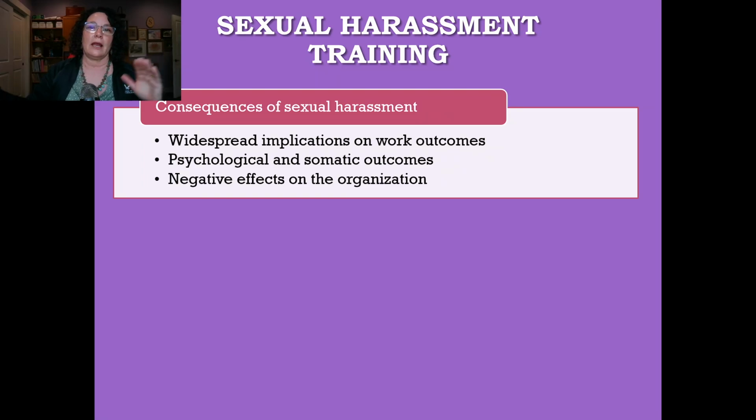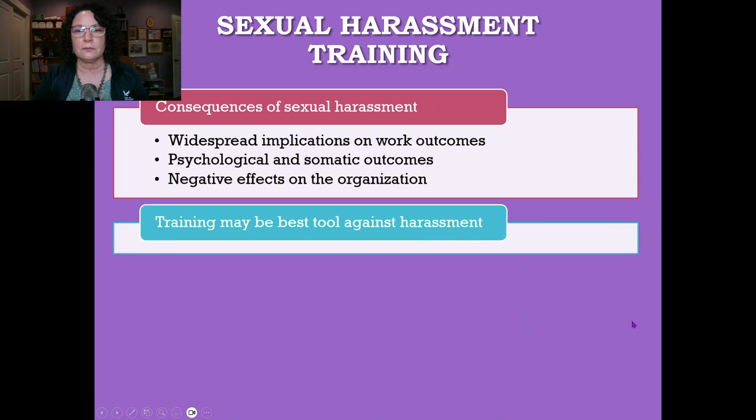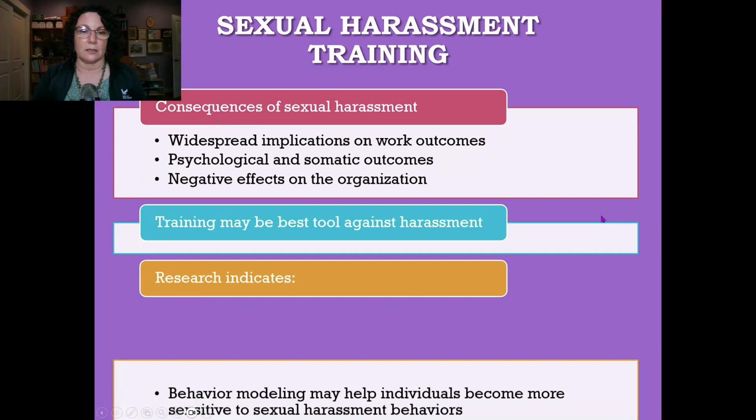Altogether, it has harm for the organization. And so it's in an organization's best interest to avoid their employees being sexually harassed. Training may be the best tool against harassment. I'm not sure, but it may be. I will argue some things.